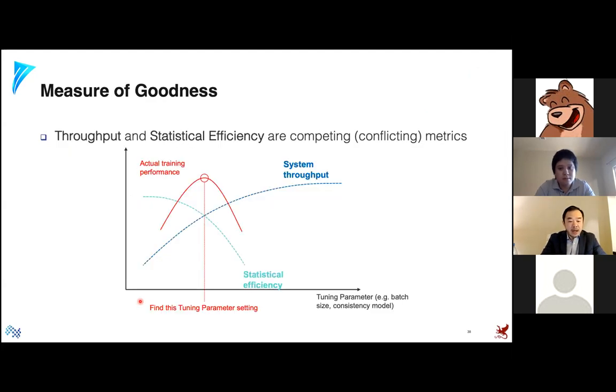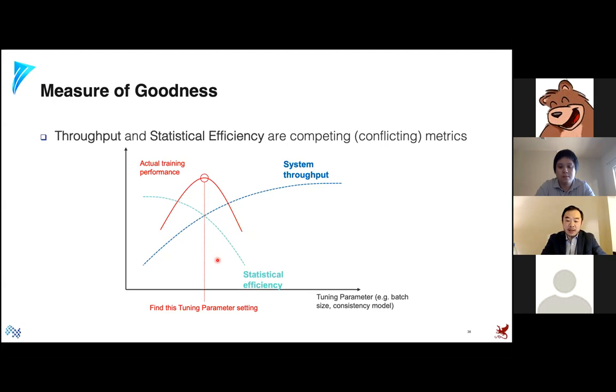Before I end, I also want to point your attention to the importance of defining a good measure of goodness for system design. I already mentioned just now that there is a trade-off between, for example, the system throughput and the statistical efficiency. This is a typical curve of trade-off we often run into in many system artifacts.